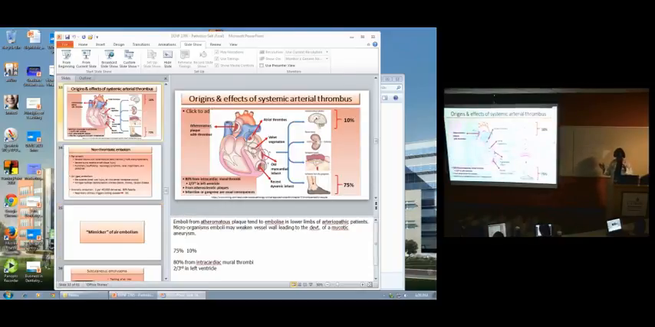So that's the pulmonary embolus. I talked about the venous thrombi. So when we talk about the arterial thrombus, where is it coming from and what is happening to it?